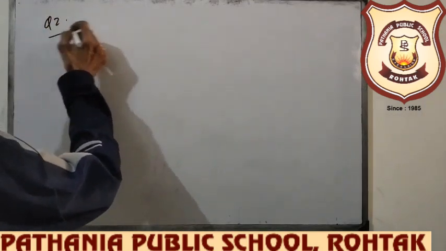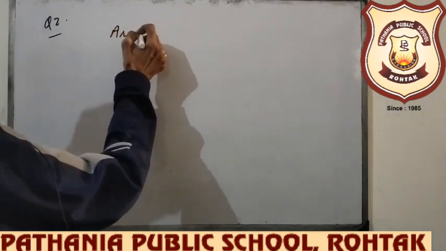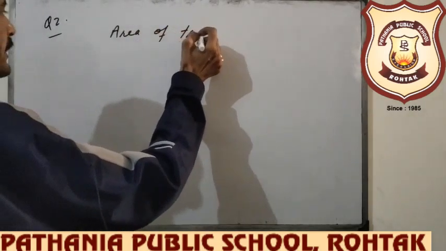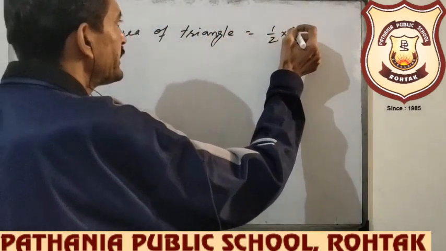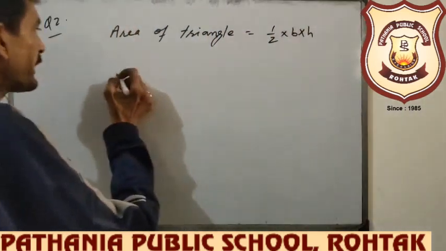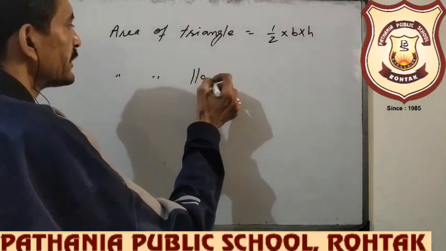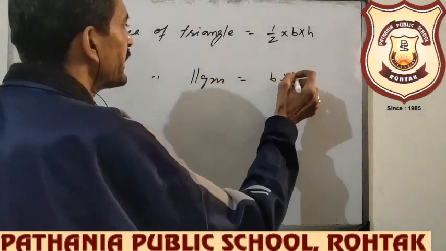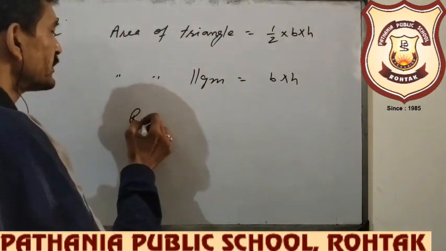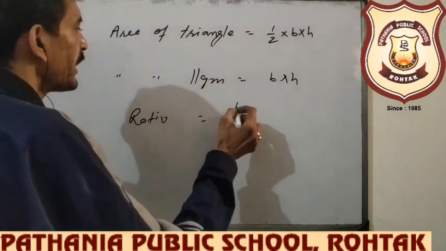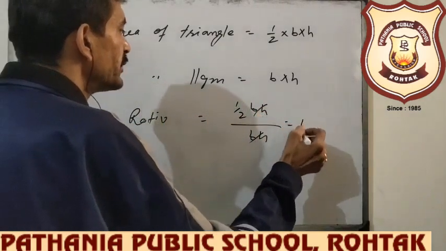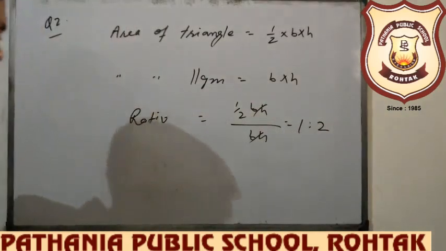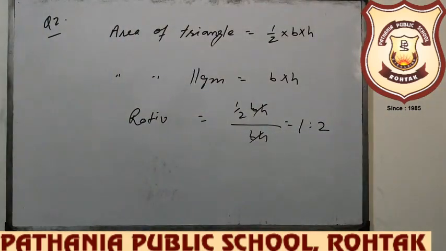Question number 2, that is area of triangle is what? Is equal to half into base into height, and area of parallelogram is what? You know very well, that is base into height. What is the ratio? Half into BH upon BH, that is 1 by 2, 1:2. This is the answer. So in this way, beta, you can calculate the area of triangle and area of parallelogram.